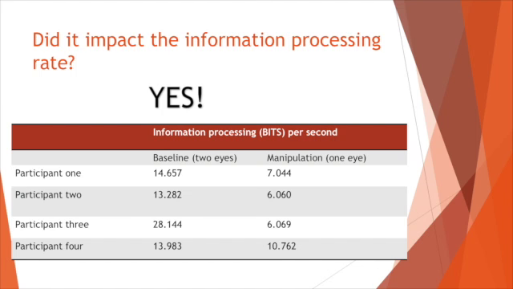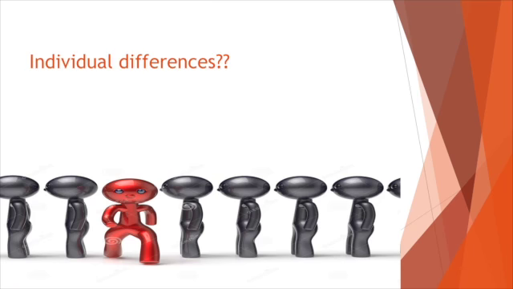For participant 4, there was a slight difference in information processing rate. However, overall the information processing rate was very similar, thus suggesting that the manipulation of completing the task with one eye did not have an impact on the amount of bits of information that can be processed. This may be due to individual differences of the participant and or other confounding factors. Participant 4's results were unexpected and inconsistent with the other participants' results. This may be due to individual differences.